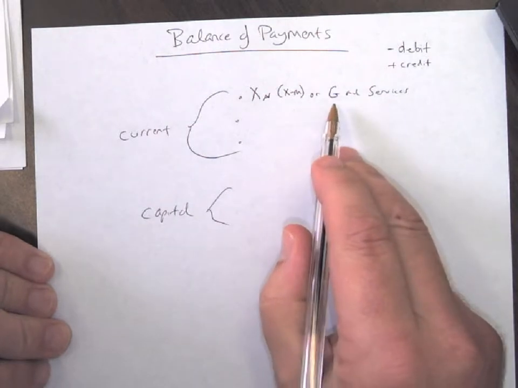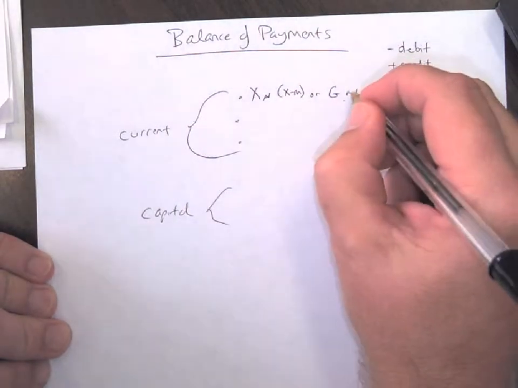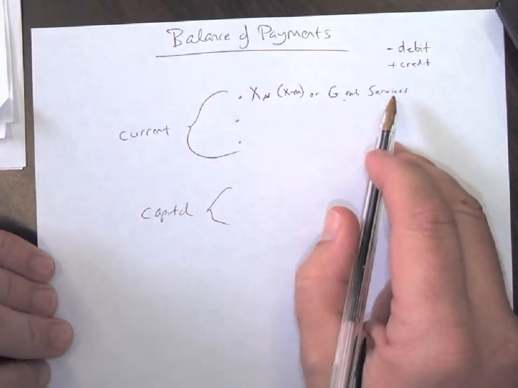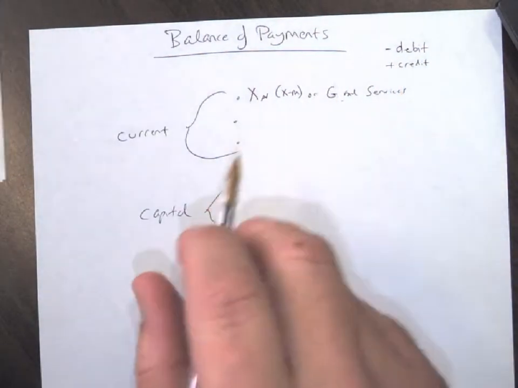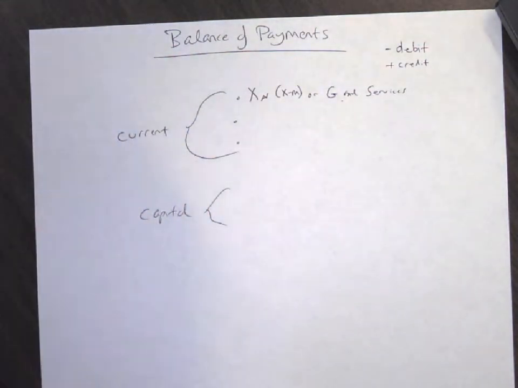This is by far the largest part of the balance of payments. This is where we get our trade deficit and trade surplus. Goods and services will come in and out of the country. Now, anytime that happens, say we buy something from another country.